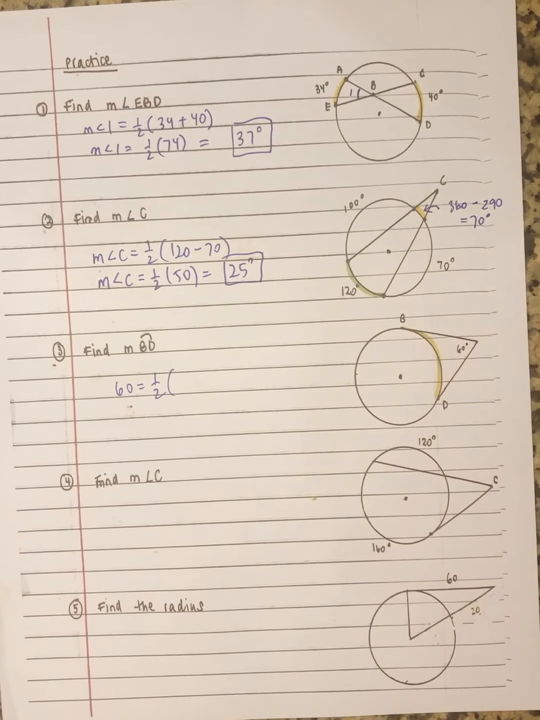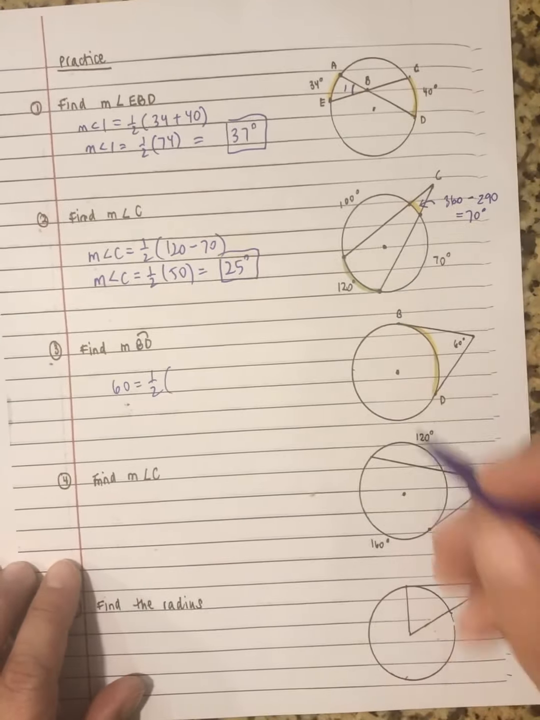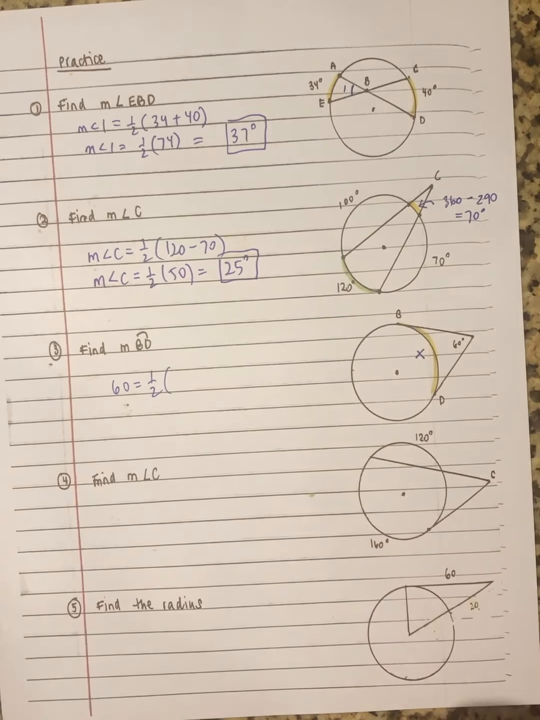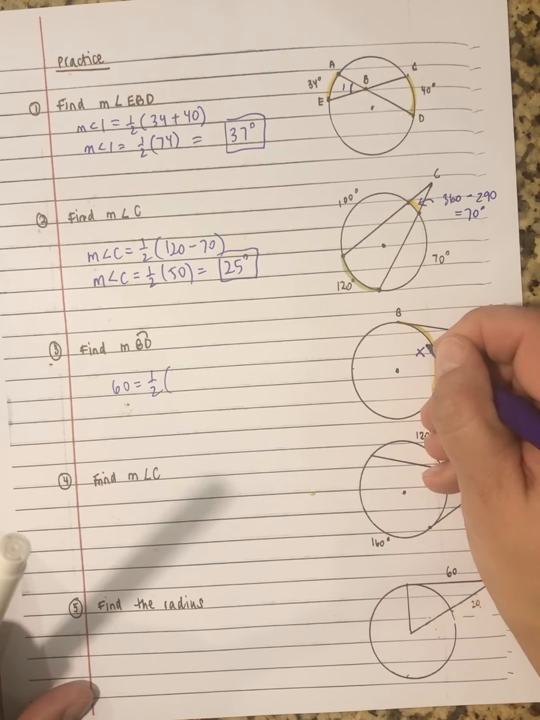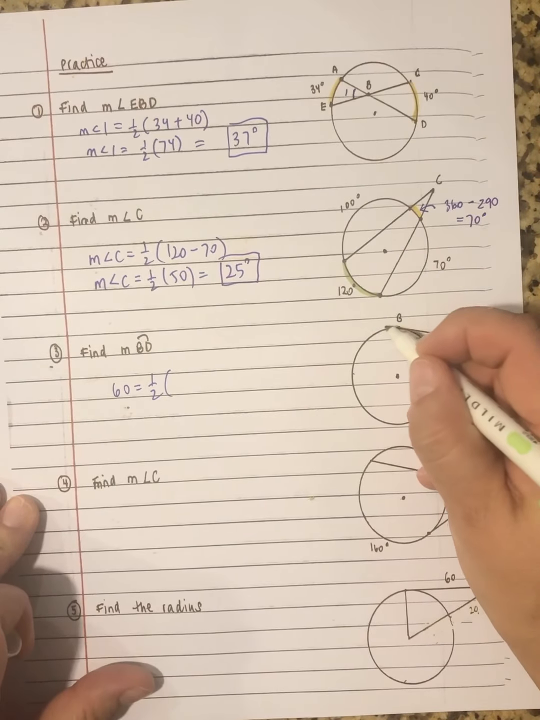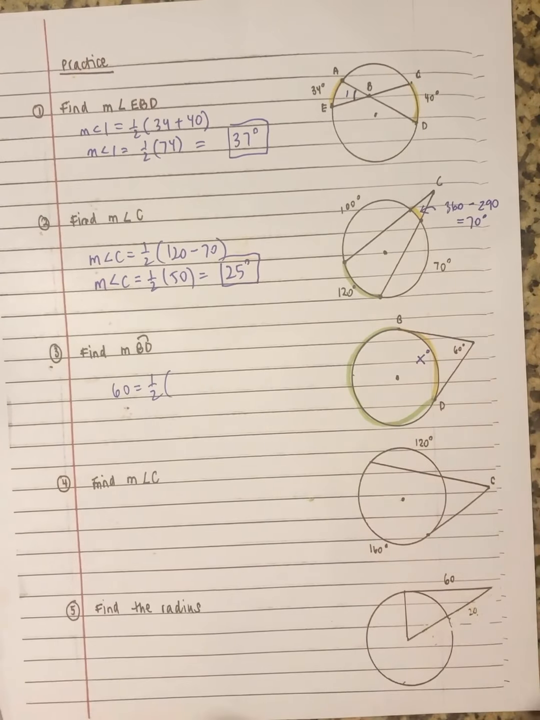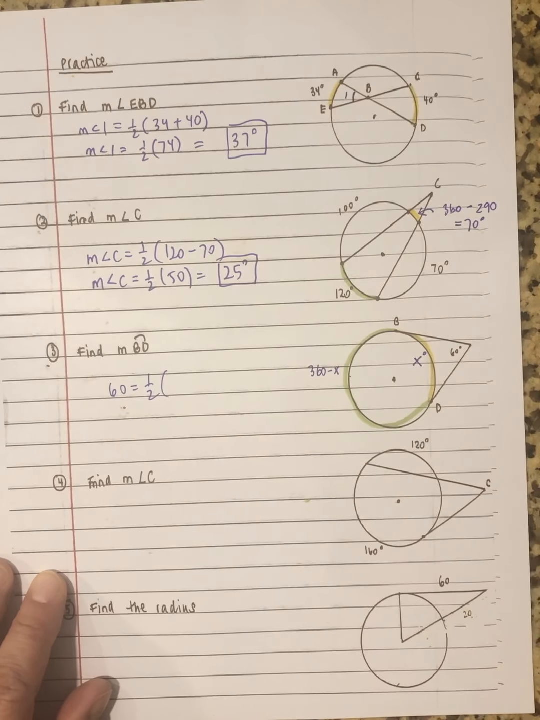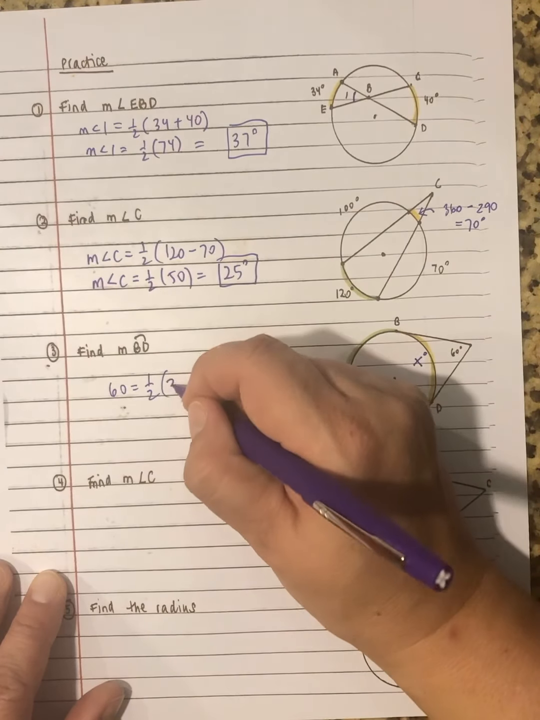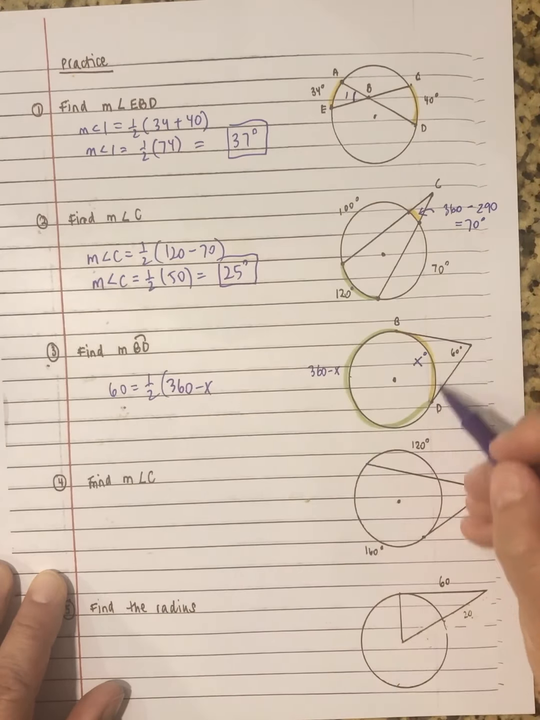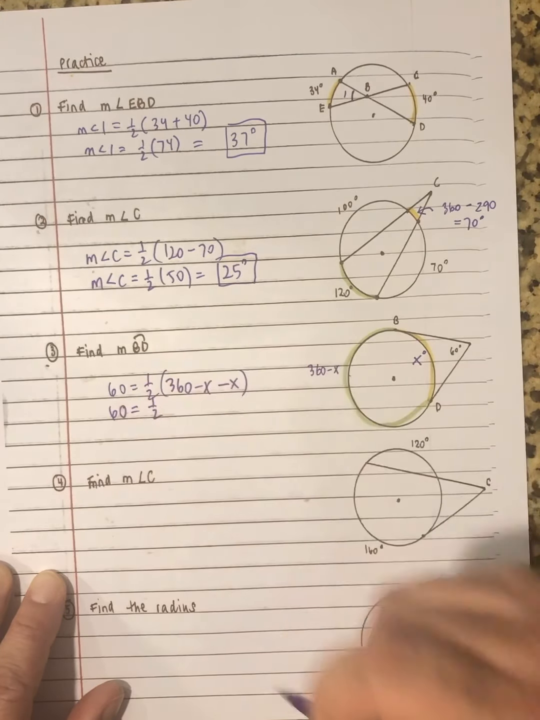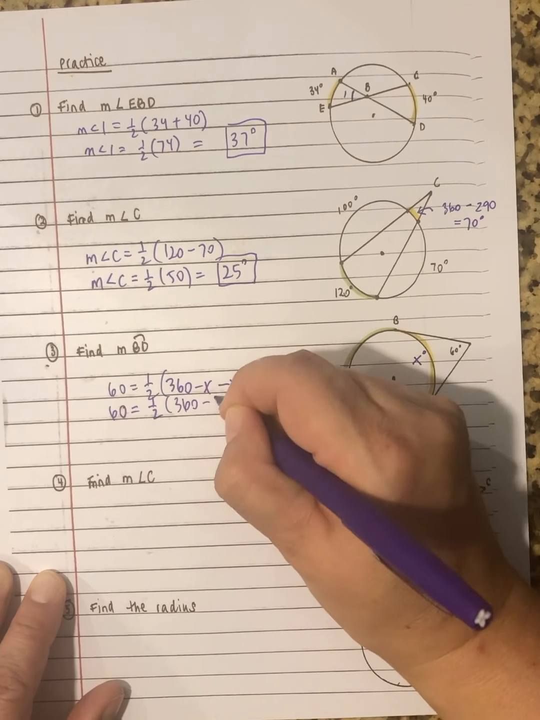Okay, so I'm going to use X to represent the measure of this arc. Okay, since the entire circle is 360 degrees, we can write an expression for this remaining arc, the one that is on the outside, as 360 minus X. Okay, so now again, this angle right here has to equal 1/2 of the difference between 360 minus X and this inside arc, which is X. So that means that 60 is equal to 1/2 of 360 minus 2X.